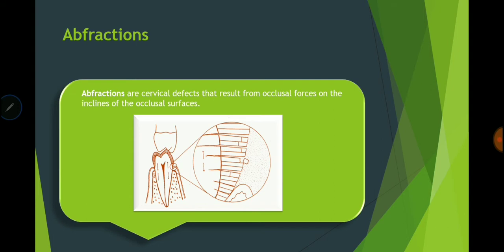Abfractions. So abfractions are cervical defects that result from the occlusal forces on the inclines of the occlusal surfaces. Okay. So you can see there it's showing premolars which are in occlusion, and you can see in the zoomed in area some of the microfractures. Okay, those are called abfractions. Abfraction, scooped out, enamel dentin cervical lesions.